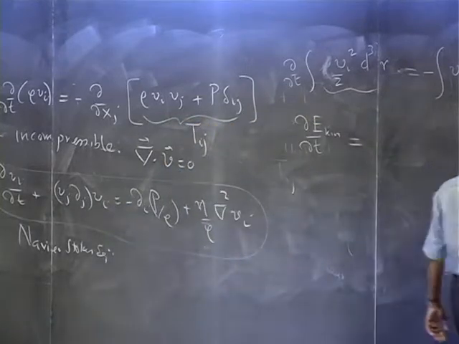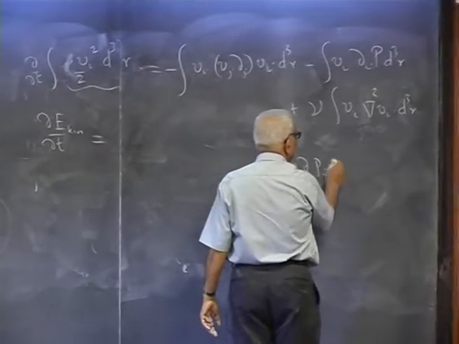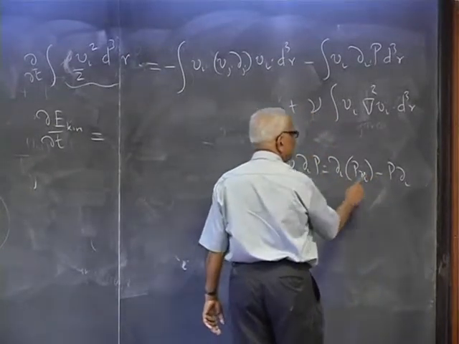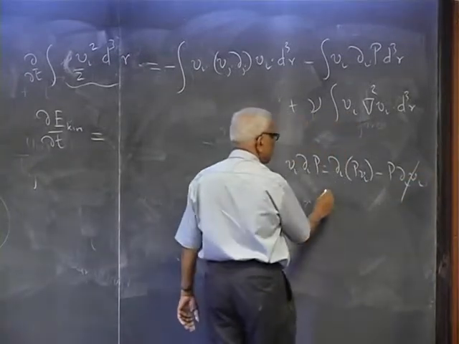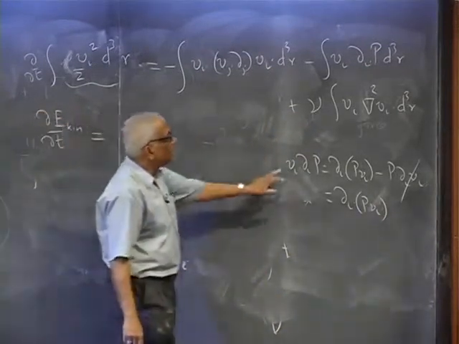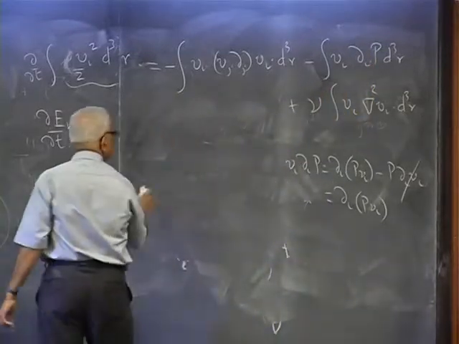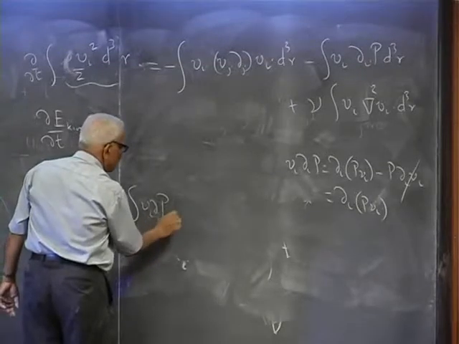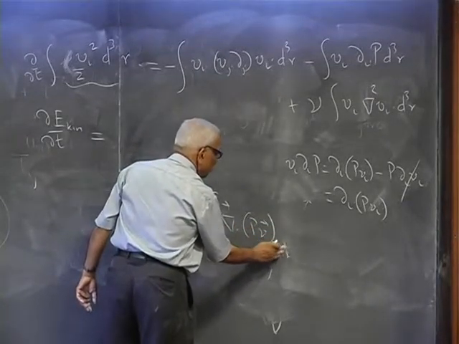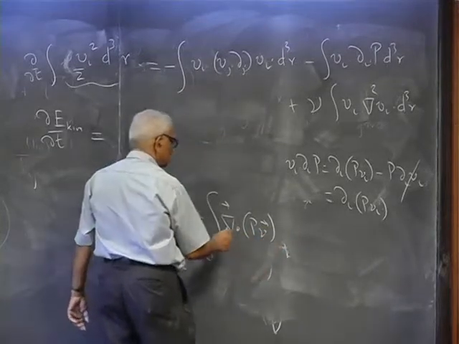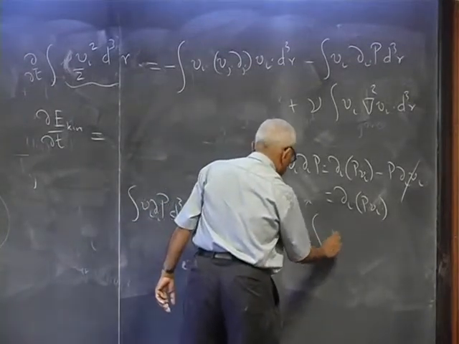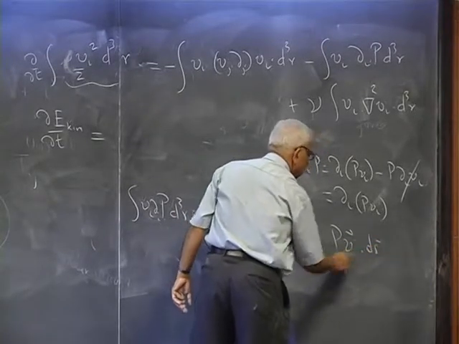Well, look at this term first. v_i ∂_i p is ∂_i(p v_i) minus p ∂_i v_i. Incompressible fluid, so the second piece goes. So it's a divergence. So v_i ∂_i p d³r is the divergence of p v over the volume d³r, which is equal to p v dot dS, a surface integral.